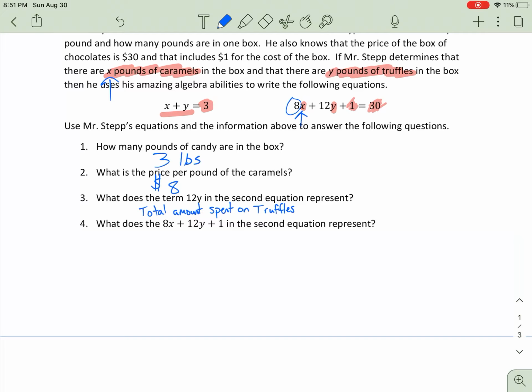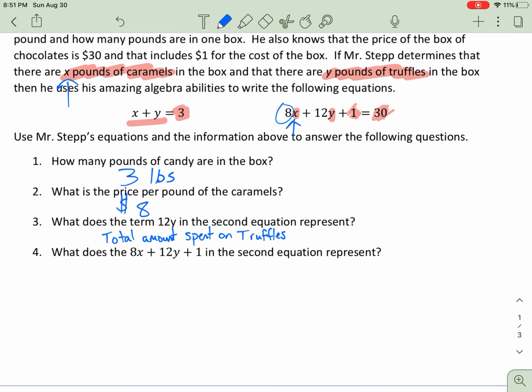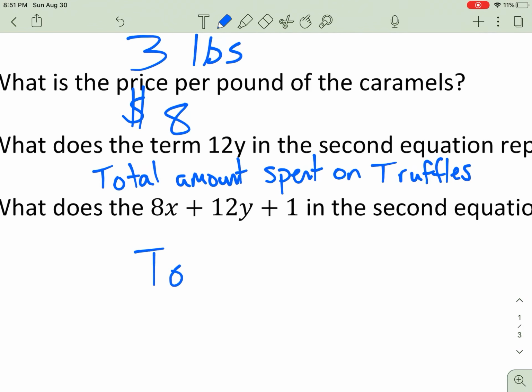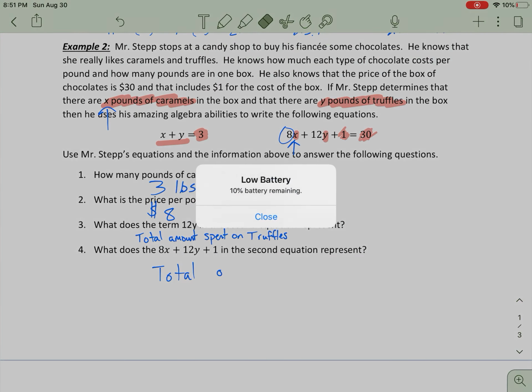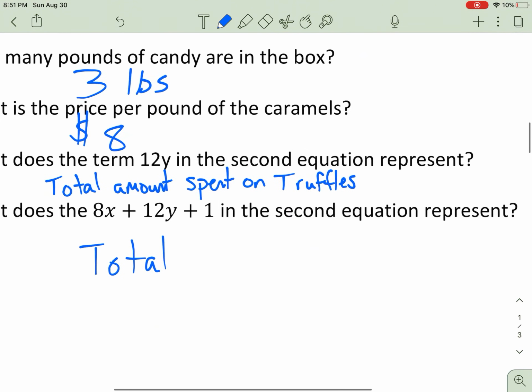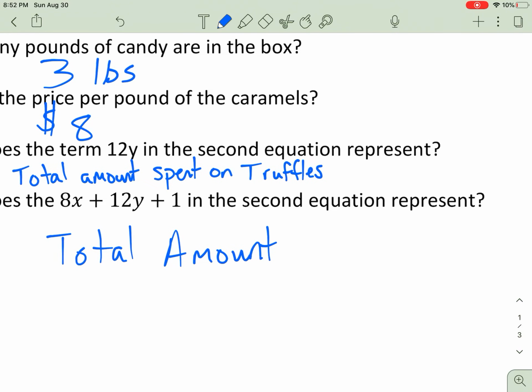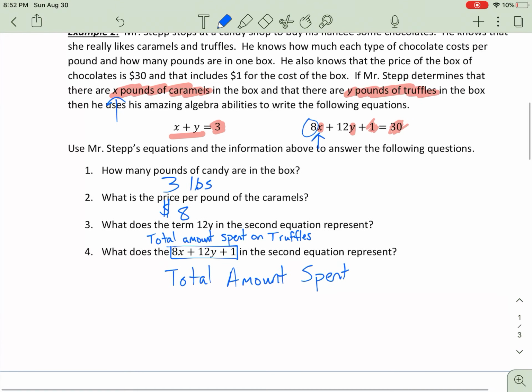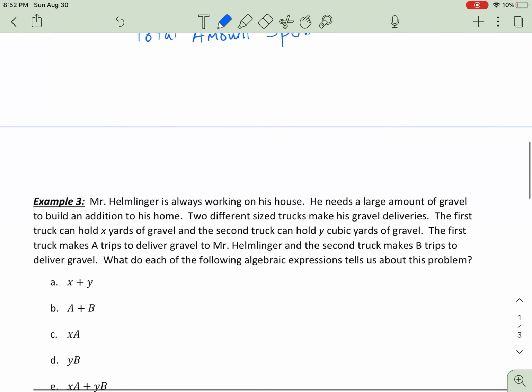Okay, so what does the 8x plus 12y plus 1 in the second equation represent? That represents, of course, the total amount spent. Because if you think about it, you can remove the 30, right? Because right now we're saying the 30 is the amount that he spent. But what if he spent more than that? What if he spent less? It depends on how many truffles and how many chocolates he got, right? So because of that, we could use this expression to figure out how much he actually spent and whether or not it would be 30 or something else, depending upon the pounds.